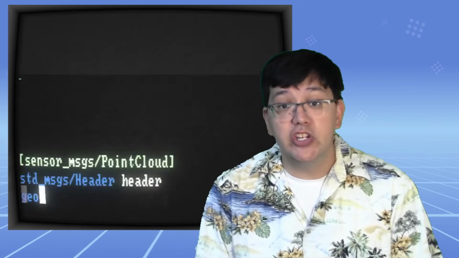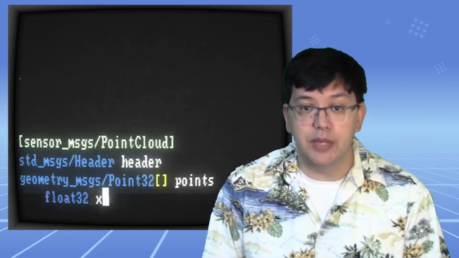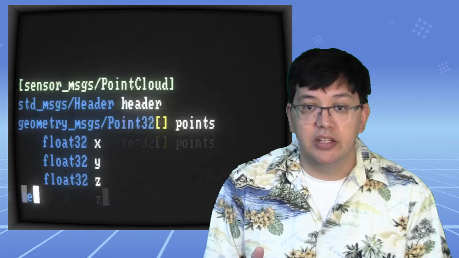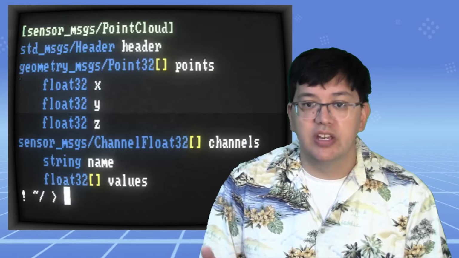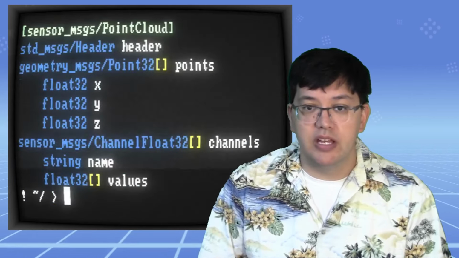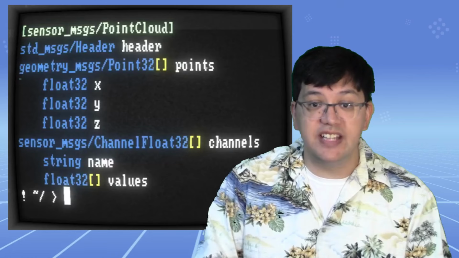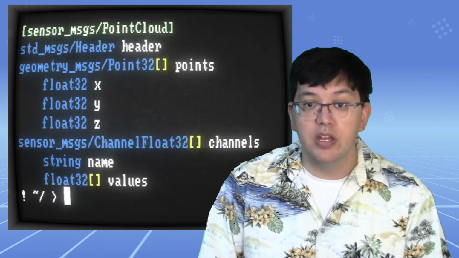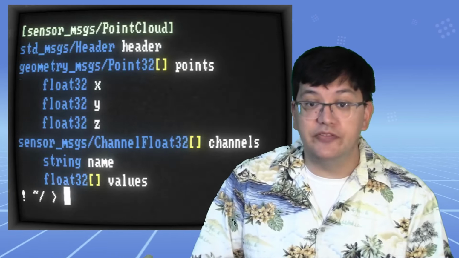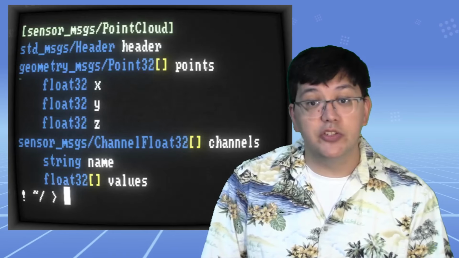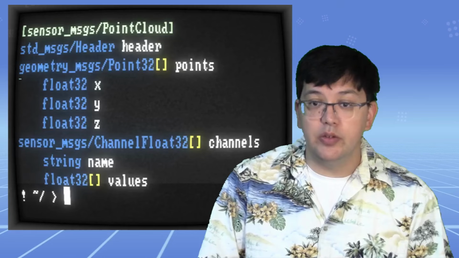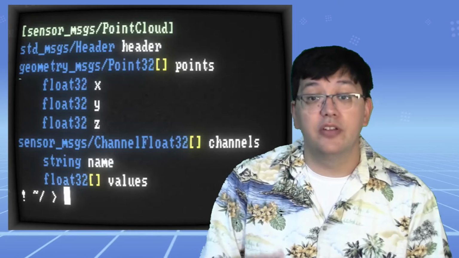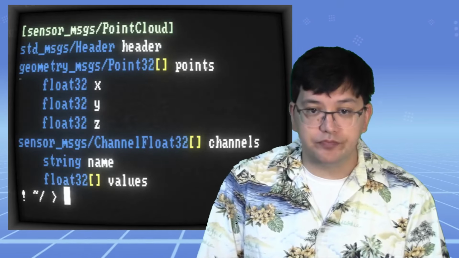Now the first iteration of this was the point cloud message. You had an array of points and an array of channels. So if you had 5 points, each with an associated intensity and distance value, then the length of points would be 5, the length of the channels would be 2 for intensity and distance, and the length of the values in each channel would be 5 for each of the 5 points.